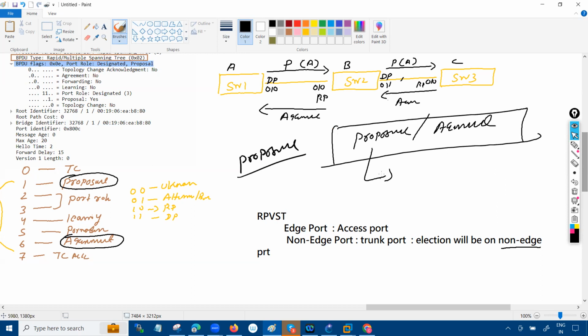The proposal will be sent by the switch to the one with a higher bridge ID. Agreement means what? I will agree to that. You have a good bridge ID based on this. And all this process, can you imagine that?